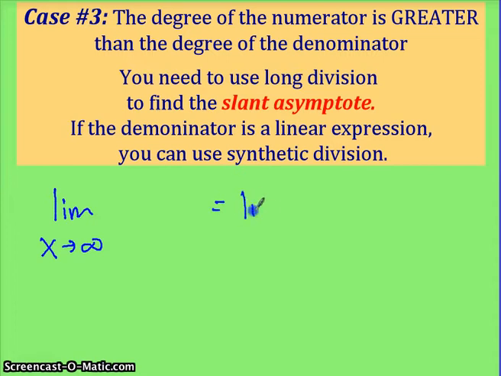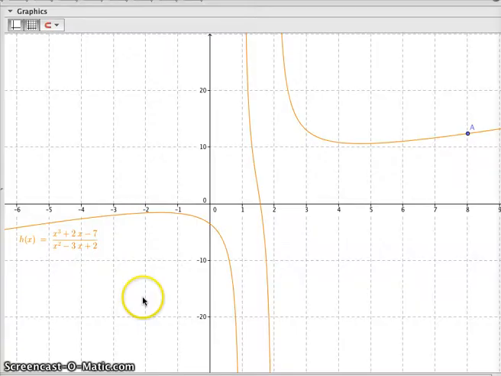Basically, what we're going to be doing is looking at the limit of the slant asymptote. So it's important that you're able to find the slant asymptote. All right, so let's look at an example. In this rational function we can see the degree in the numerator is 3, the degree in the denominator is 2. Again, I'm still going to have some vertical asymptotes.